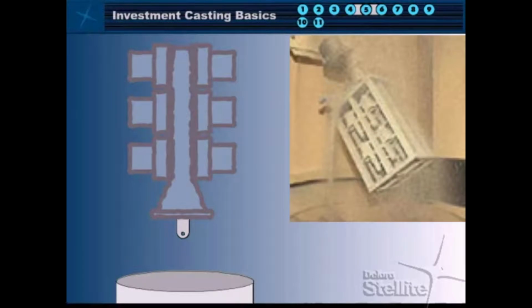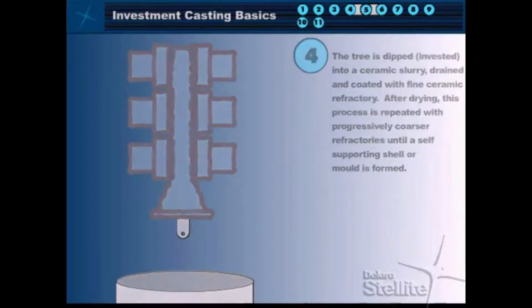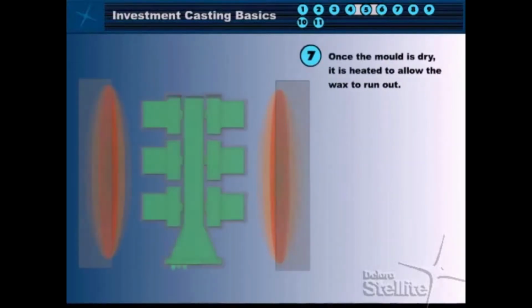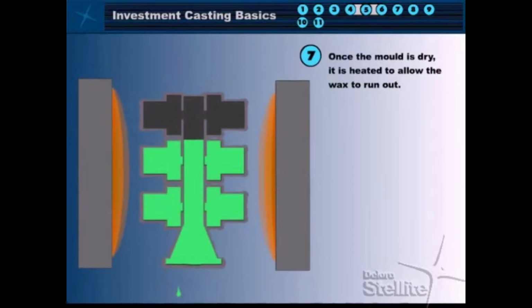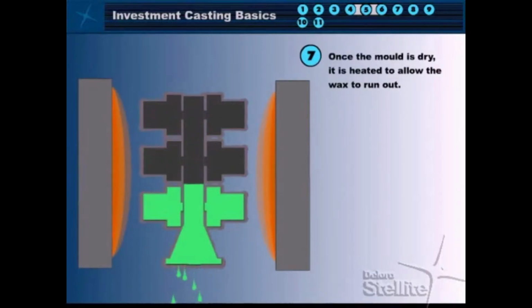Alternately, the dipped wet tree or cluster is coated with ceramic particles, dried, and then the process is repeated, building up a pre-ceramic shell, which is thoroughly dried before further processing. After the tree or cluster is thoroughly dried, it is heated, usually in an autoclave, to drain out the wax.